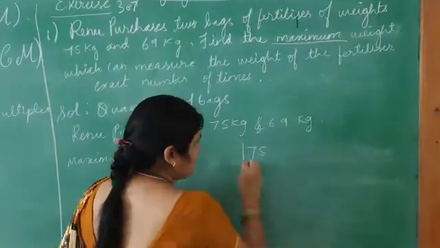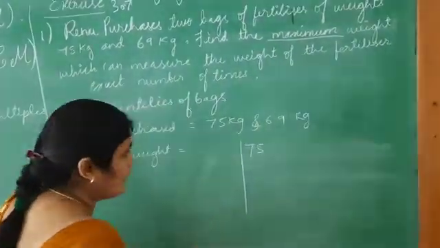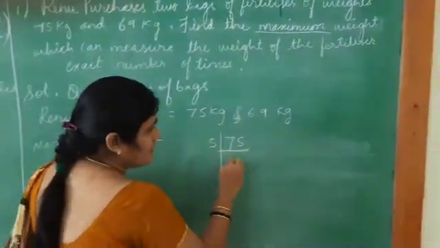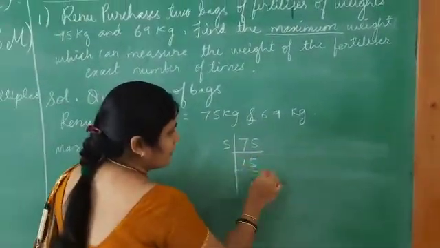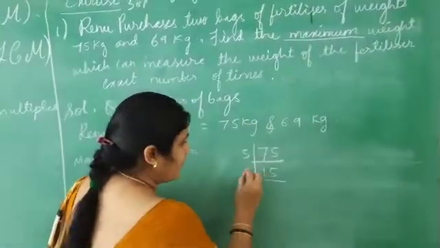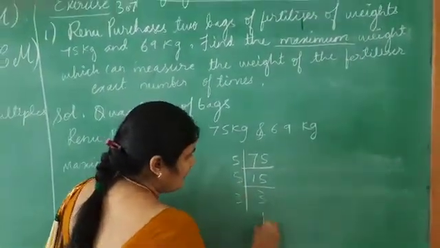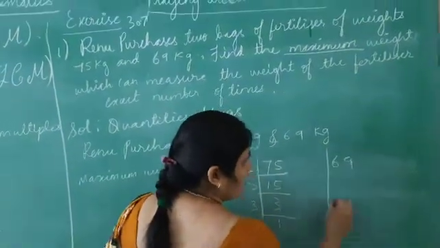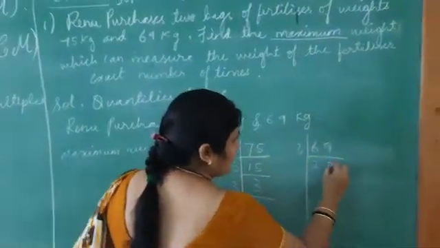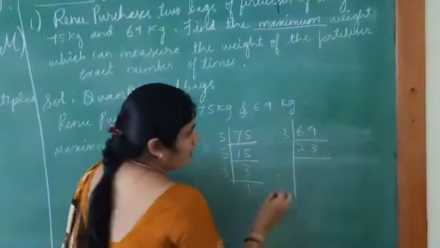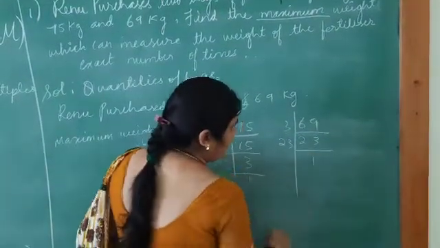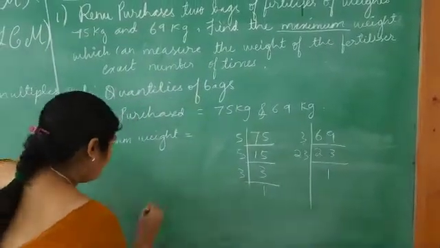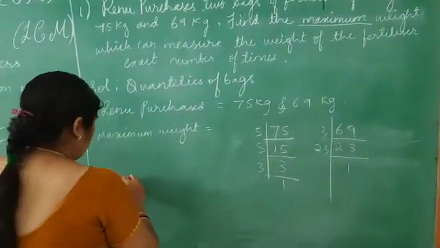For HCF, you should find the factors of the numbers separately. First, let me deal with 75. 5 1s are 5, 2 remains, 5 5s are 25, that is 5 15s are 75. 5 3s are 15, 3 1s are 3. Now 69. Go with 3: 3 2s are 6, 3 3s are 9, 23. No number can divide 23, 1s are 1. Now write the common factors.